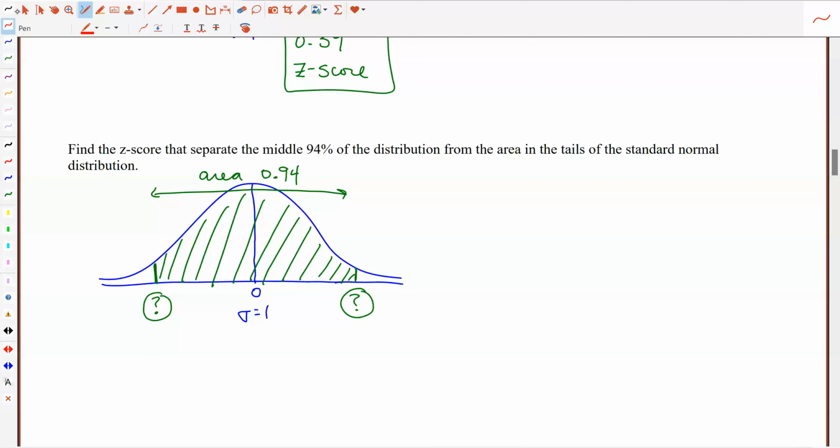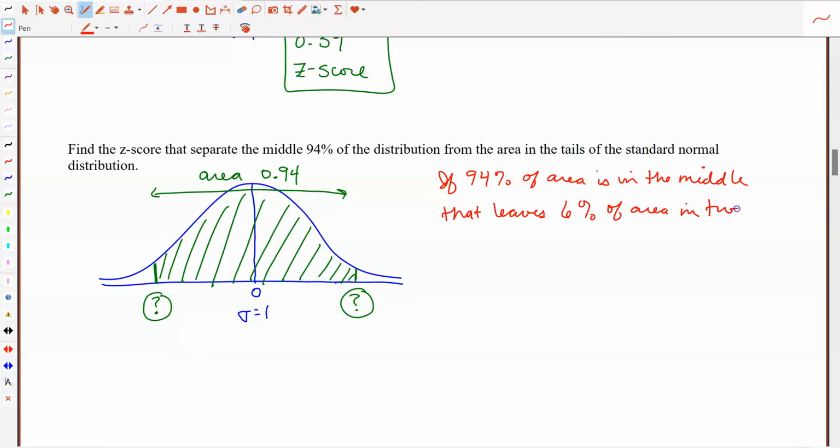Alright, so now one of the first things to notice is, if 94% of the area is in the middle, then how much area do I have left remaining to be in the tails? Well, 6%, right? Because I need the total area to be 100%. So if 94% of the area is in the middle, that leaves 6% of the area in those two tail regions, out here to the left and to the right.